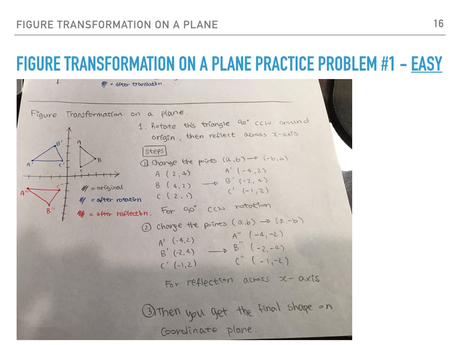So A, which is located at 2, 4, will become A prime that's located at -4, 2. And B, which is located at 4, 2, will become B prime located at -2, 4. And finally C, which is located at 2, 1, will become C prime located at -1, 2.